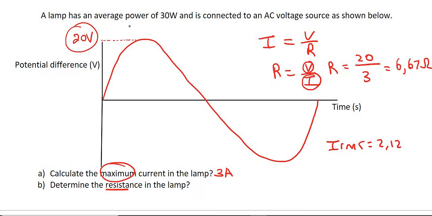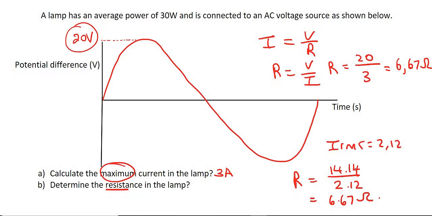Now I'm going to use the RMS values. So we already worked out previously that the RMS voltage is 14.14 and the RMS current was 2.12. And if you divide those, you get exactly 6.67 ohms. So it doesn't matter what you choose for resistance, you will get the same values, as long as you match it properly. So if you use the maximum voltage, use the maximum current. If you use the RMS voltage, then use the RMS current.